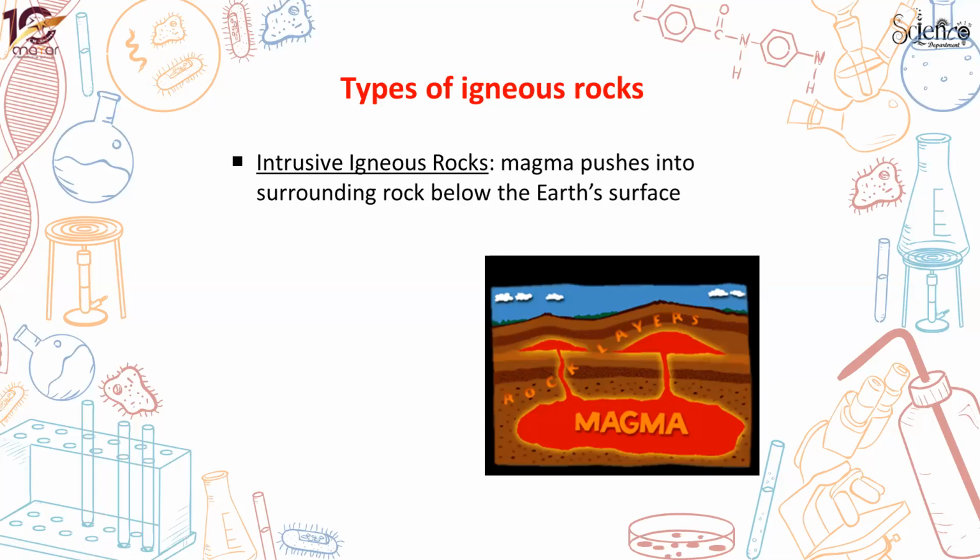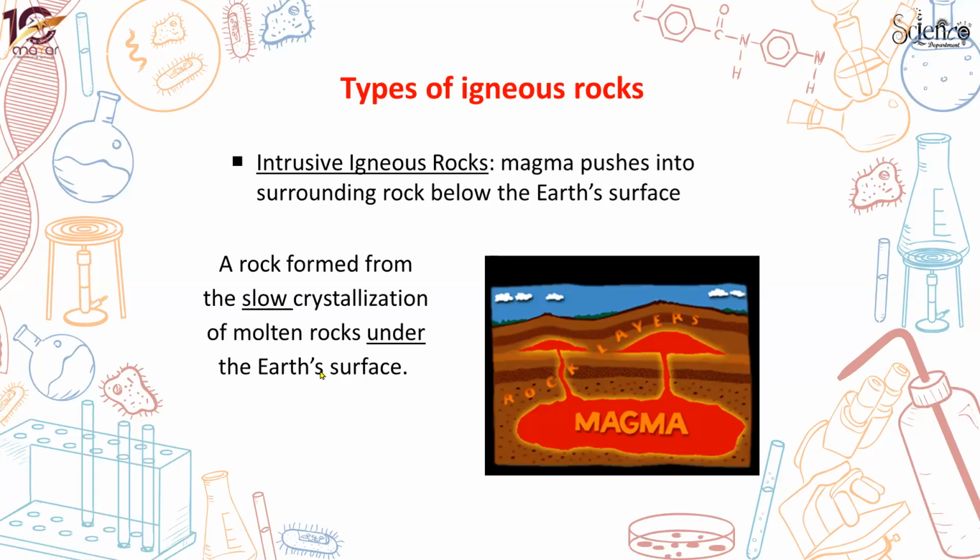For intrusive rocks, cooling is happening very slowly, so the atoms have all the time they need to arrange themselves and form crystals, okay? So rock formed from the slow crystallization of molten rock under the Earth's surface is intrusive igneous rock. Yes, Haneen, you have a question?